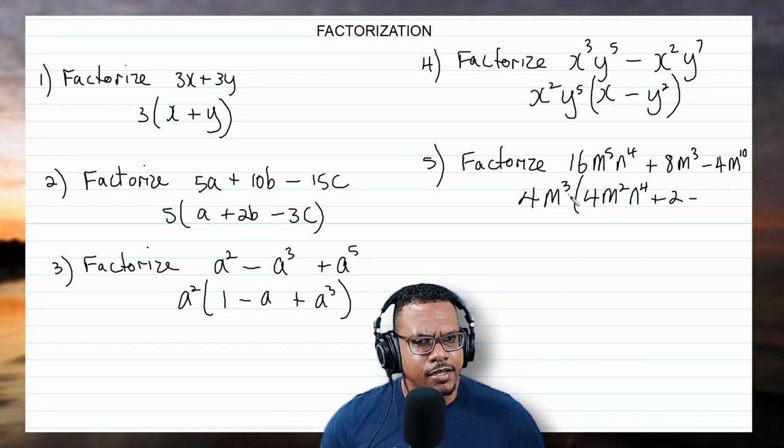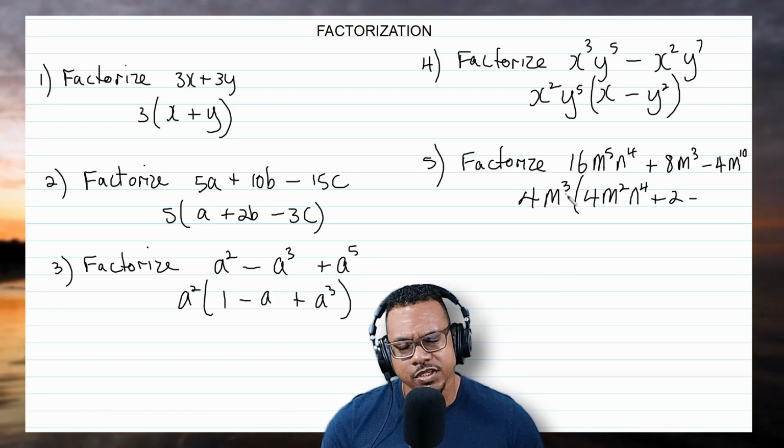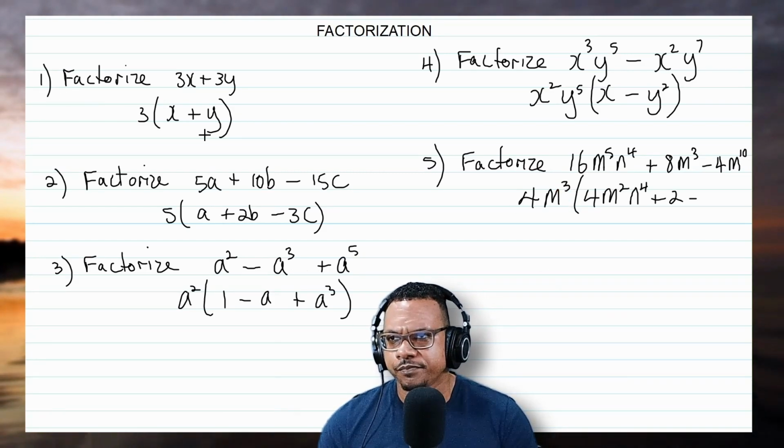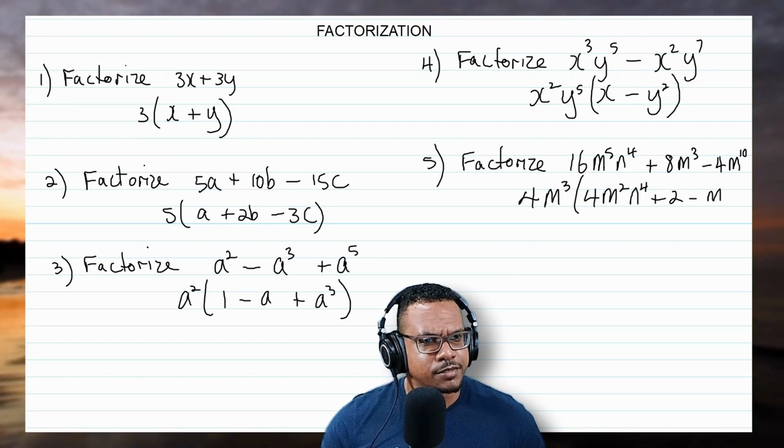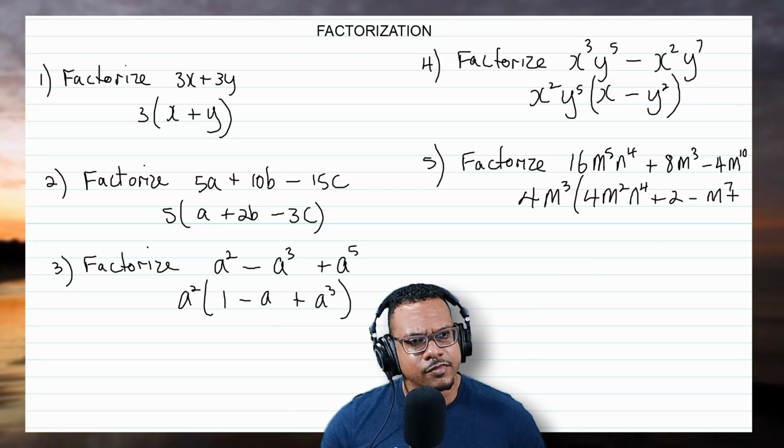And then I will say, m cubed into m to the power 10, subtract the 2 powers, 10 take away 3, which is 7. So we're going to get m to the power 7. Close brackets.